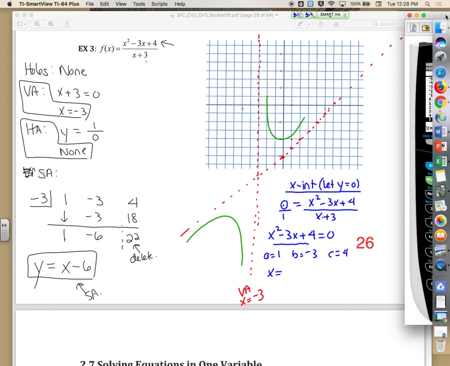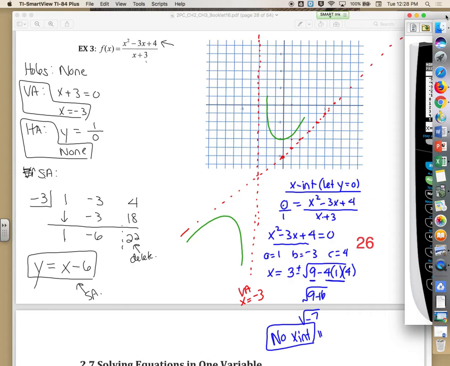So x equals negative b, so positive 3, plus and minus the square root of negative 3 squared, so 9, minus 4 times a, which is 1, and c, which is 4. I can stop there because I have 9 minus 16, and 9 minus 16 is going to give me the square root of negative 7. So it's imaginary, so there's no x-intercepts. No x-intercepts, there we go. So we're not going to have any x-intercepts for that.